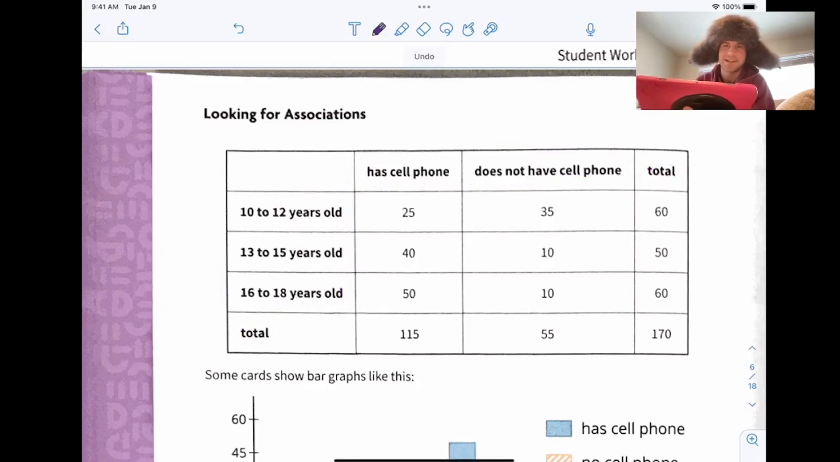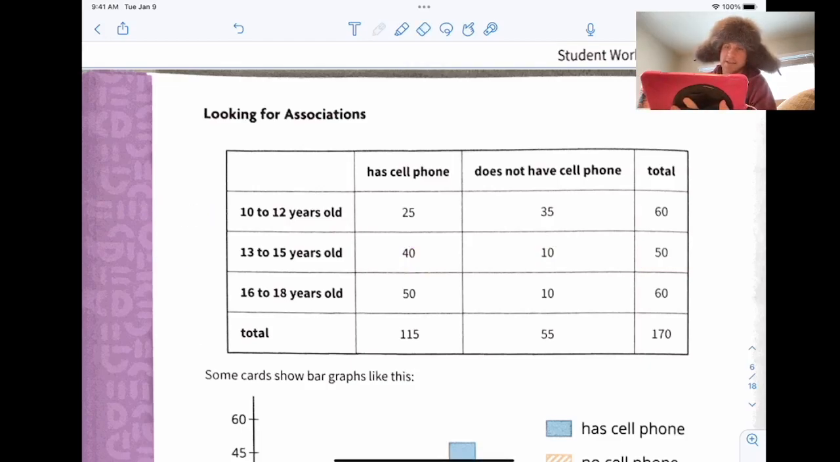What this is telling me right now is the total of 10 to 12-year-olds surveyed is 60. Out of that 60, 35 do not have a cell phone and 25 do. See what I mean? Same thing with 13 to 15-year-olds. The total surveyed was 50. Ten of those 50 did not have a cell phone, 40 have a cell phone. And it also works the other way.